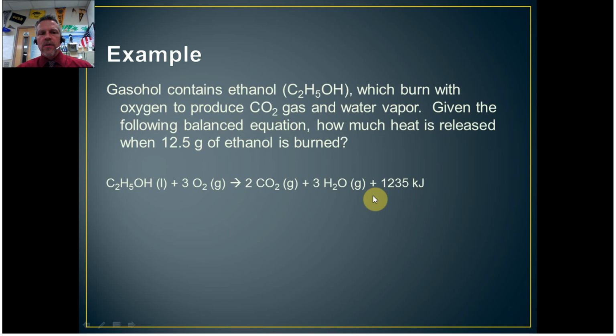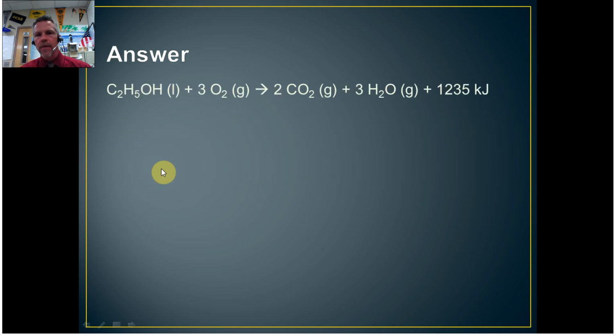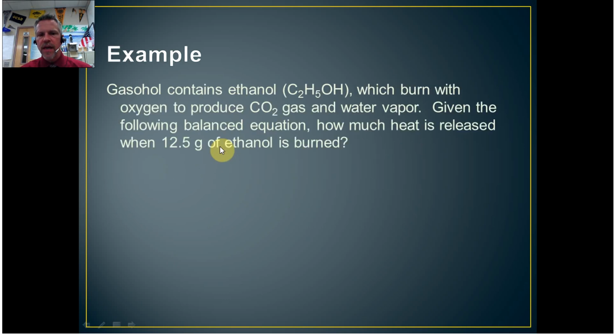Okay, so the calculation we're going to try to do is how much heat is released when 12.5 grams of ethanol, this stuff, is burned. I sort of rewrote the equation up here so we could see it again. Here's how we set this up. You're going to think back to your stoichiometry days and mole ratios, and if you get that in your head, I think that will help. All right, here's how you do that calculation. You take 12.5 grams of ethanol because that's what they gave us right here.